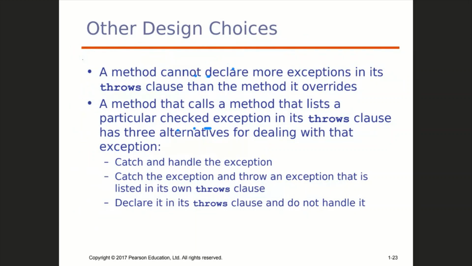Then, the third is to declare it in the throws clause and not handle it. That means my method may not have the try catch block. I just declare it in the method heading. That's the third one. The first one is having a try catch. The second one is having a try catch where the catch has another throw. And the third alternative is no try catch in my method, just declare it in the heading and let the JVM handle the exception when it occurs.